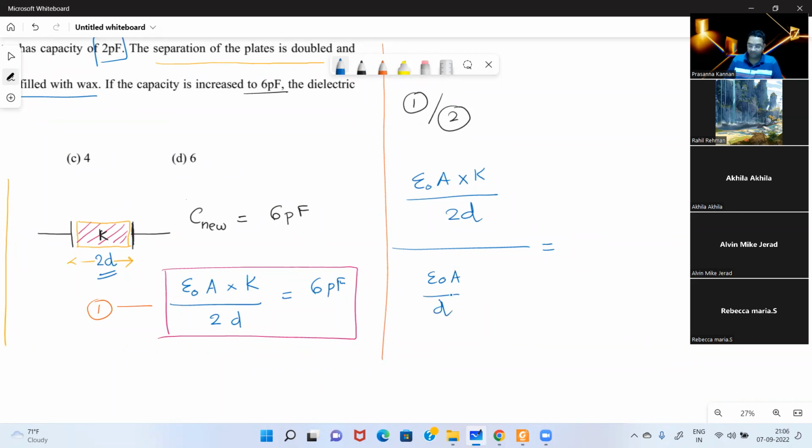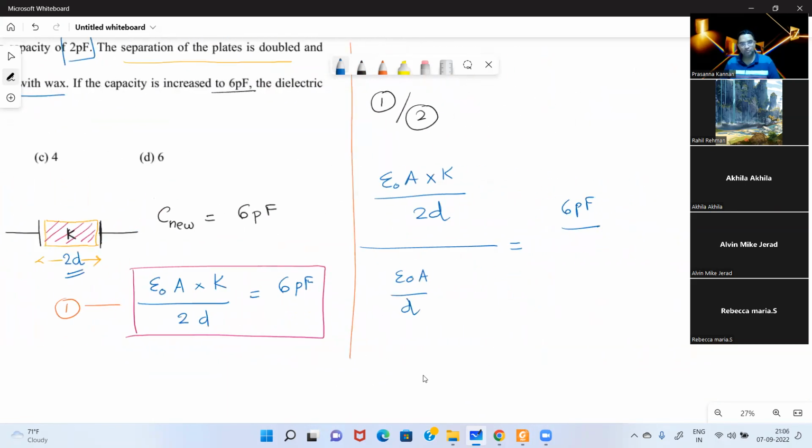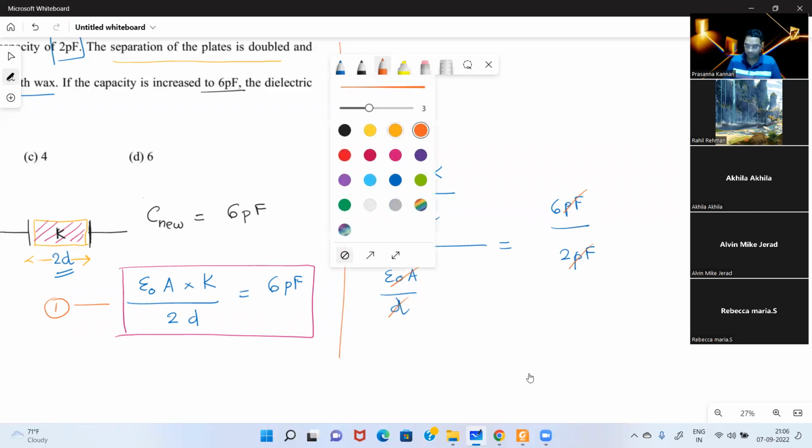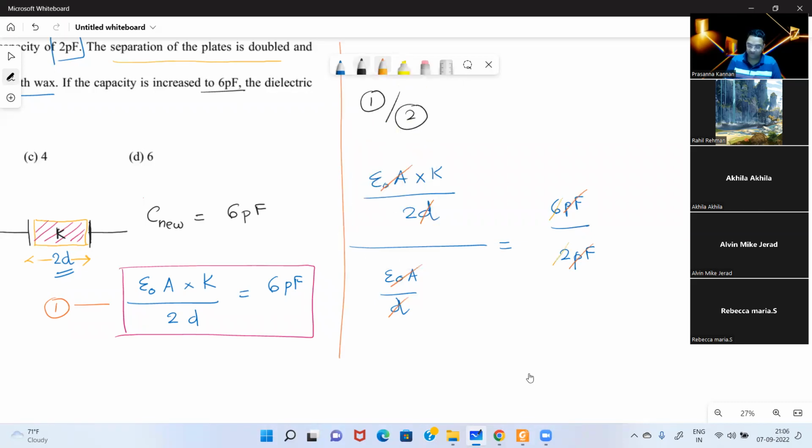On the right side I will have 6 picofarad divided by 2 picofarad. So what will get cancelled? Epsilon naught A will get cancelled. D will get cancelled. Picofarad will get cancelled. 6 and 2 will get cancelled. We will get 6 by 2 is 3.